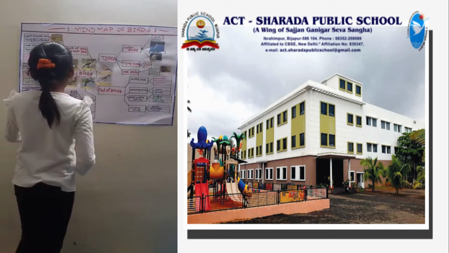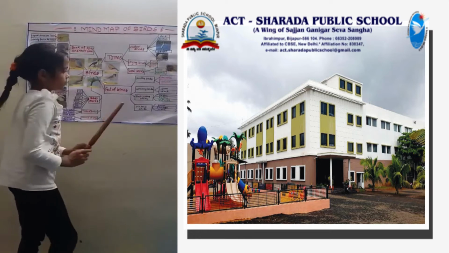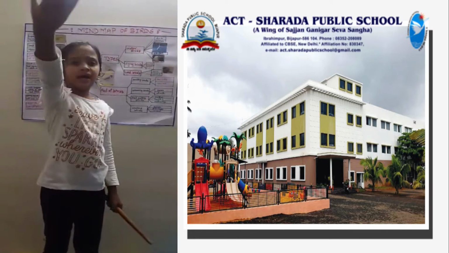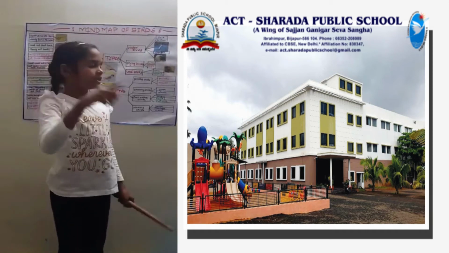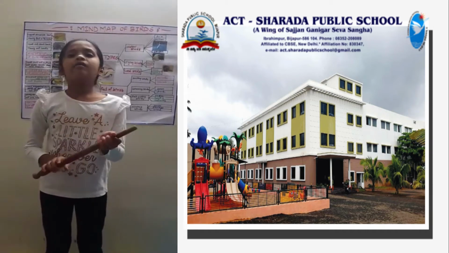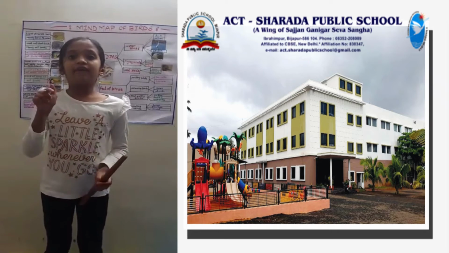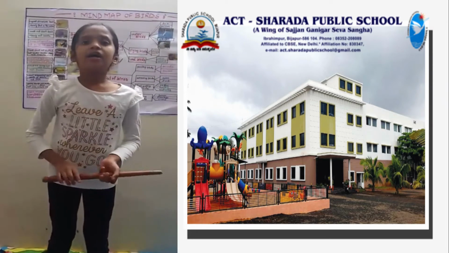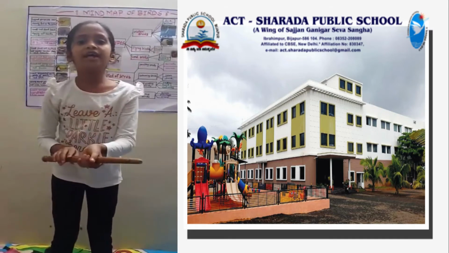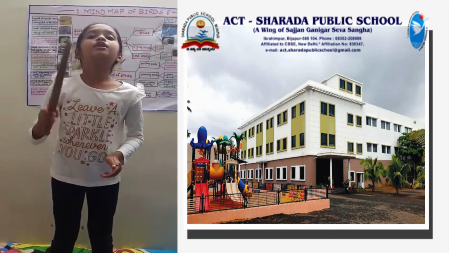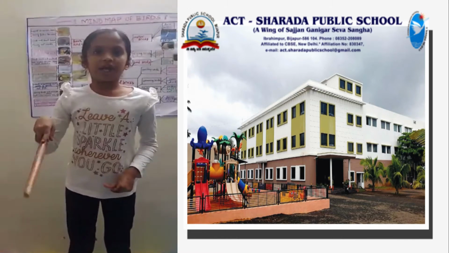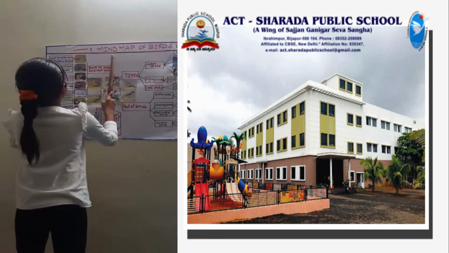Movement of wings, upward and downward. A bird flies with the help of its wings. The bird flaps its wings in upward and downward direction, which causes it to move in forward direction. Then move to the next.